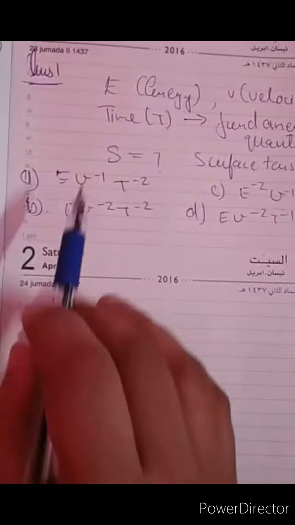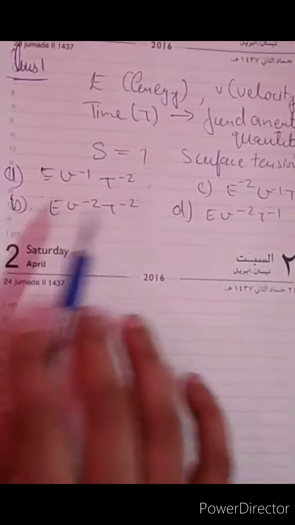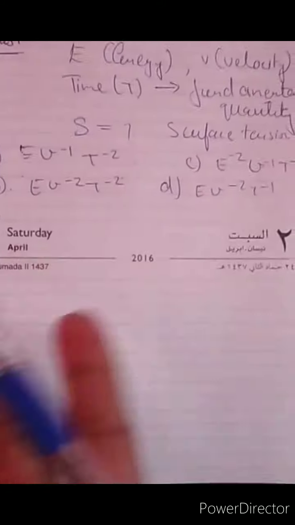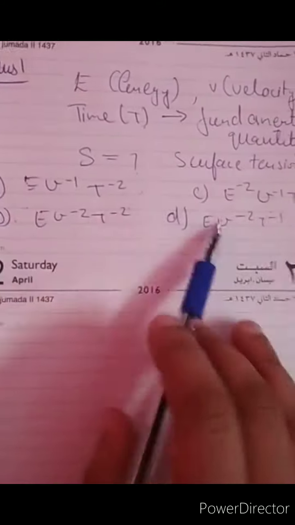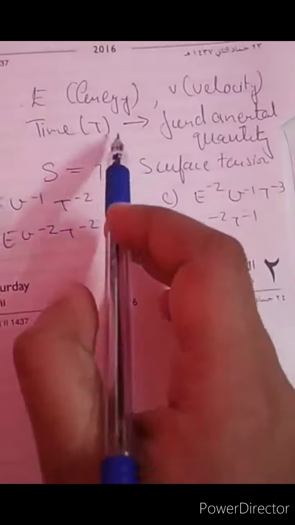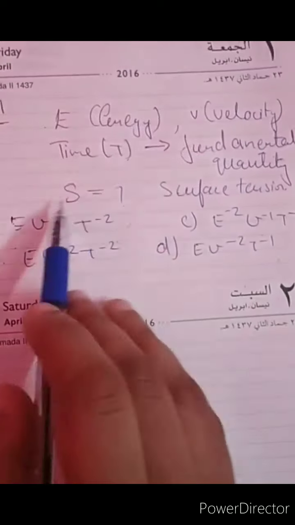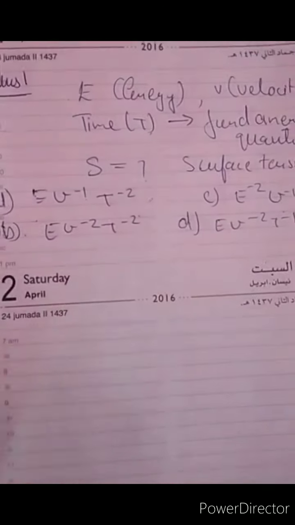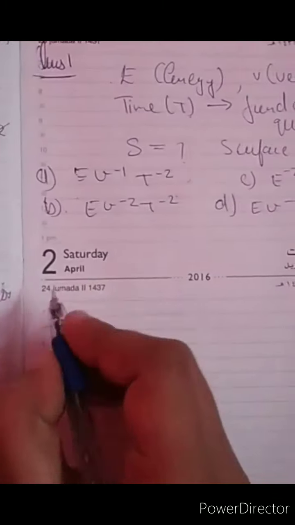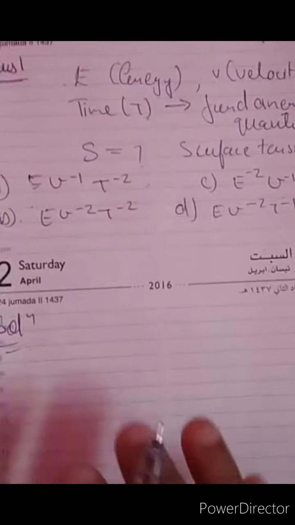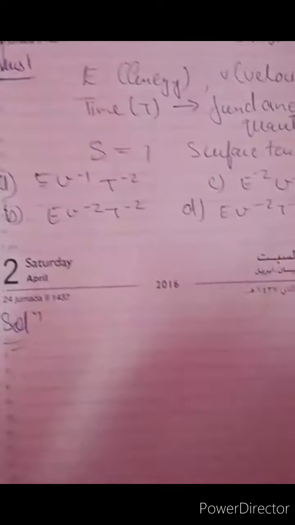So remember we have MLT over here. If we have fundamental quantities that we have already learned, then there must be MLT, but in this question they are saying you have to take E, V and T as fundamental quantities and derive the formula of surface tension in terms of these. Okay, so let's try to do it together. If you want to do it by yourself, it's very nice, just pause the video and go ahead.